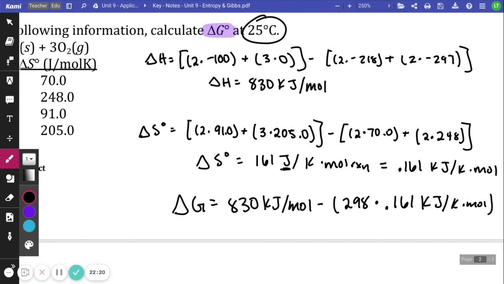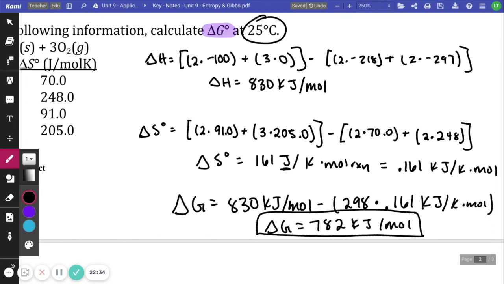And when I solve that, I plug it into my calculator, and I get that delta G is 782 kilojoules per mole. All right.